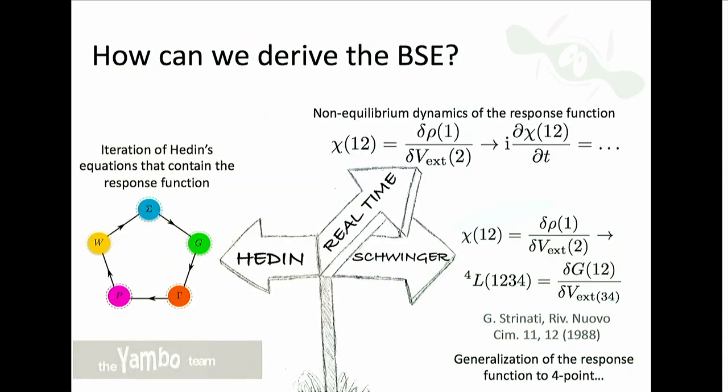Okay, so to derive the BSE, in general, there are various approaches. For example, you can do the Schwinger approach, you use four-point quantities, do some functional derivatives, and then arrive at the result. If you have already arrived at the Hedin's pentagon, you can manipulate it, in particular starting with the vertex function, and then you also get the BSE. But today we will follow this other approach, which maybe is a bit simpler to follow, let's say. That is what I mentioned before, following the equation of motion in real time for the response function.